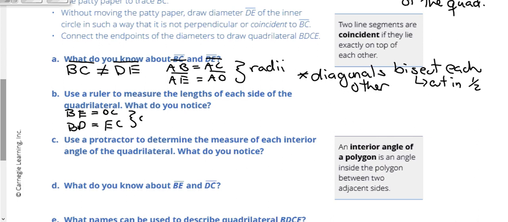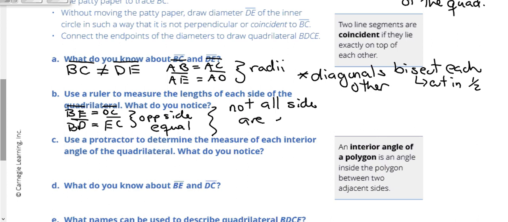So basically, opposite sides are equal. And these all should have line segments above them. Okay, but we also notice that not all sides are equal. So we can kind of throw out a couple of our quadrilaterals. We know that squares have all sides that are equal, and we know that rhombuses have all sides that are equal. So we can kind of throw those out. So now we've kind of pared it down to rectangles and parallelograms.